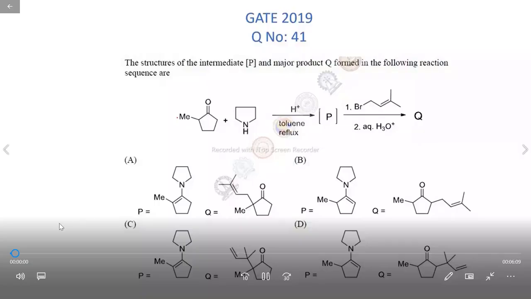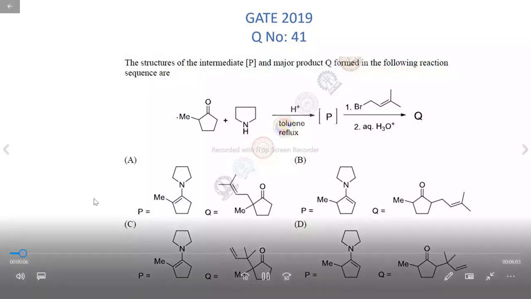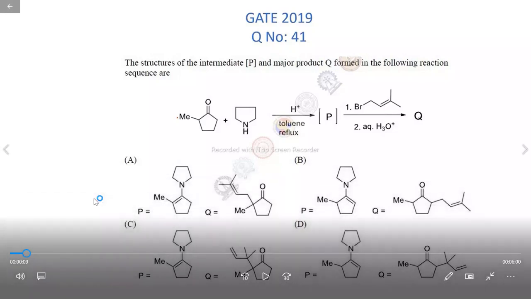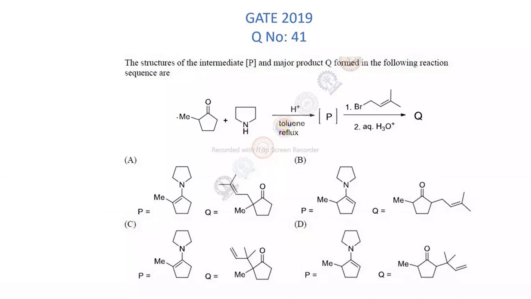Hi everyone, now we are going to discuss one GATE question from GATE 2019, question number 41. The structure of the intermediate P and the major product Q formed in the reaction. Okay, first read the question.